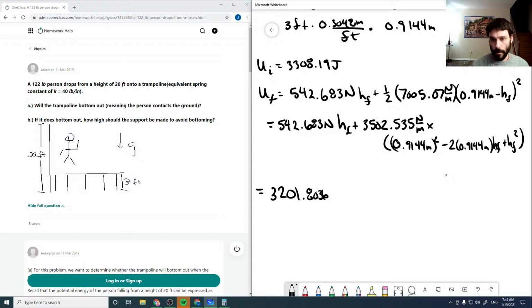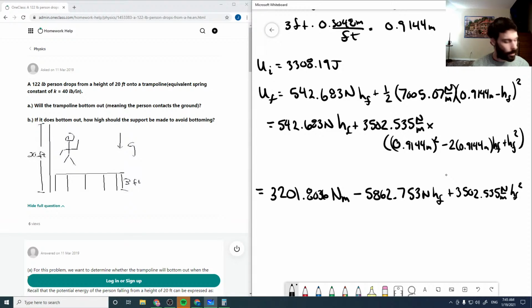we've got 3201.8036, and this will be in Newton meters, minus 5862.753 times HF plus 3502.535 newtons per meter times HF squared.